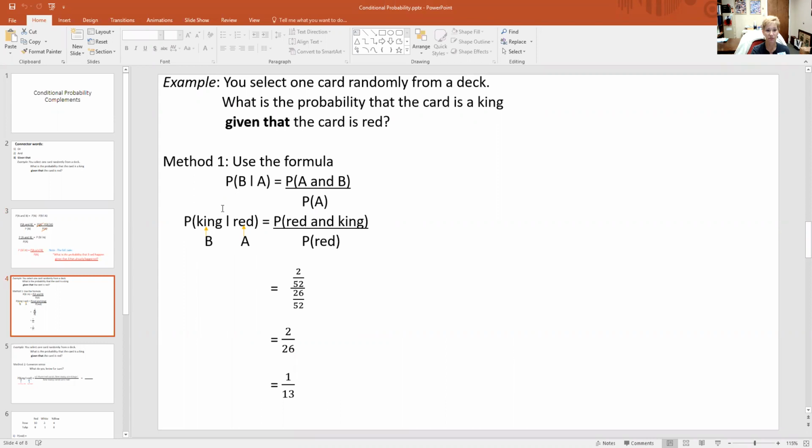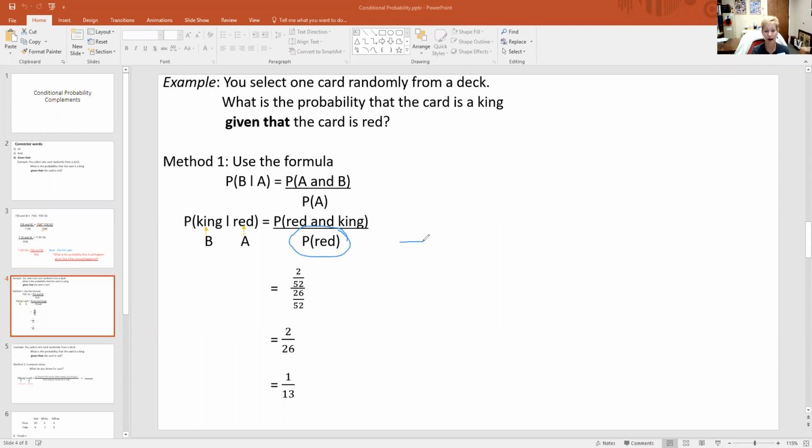So all I did was, this is my formula, I just plugged in my A and my B. My A is red and my B is king. So the probability of A and B, the probability that they're red and a king, and then it's over the probability of A, and A is what's behind the bar. So that's why it's the probability of red on the bottom. What I'm really doing is two different probabilities and then putting them together. Like on this bottom, if you were just doing one card, what's the probability that it's red?